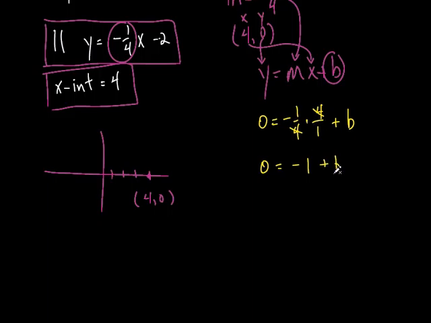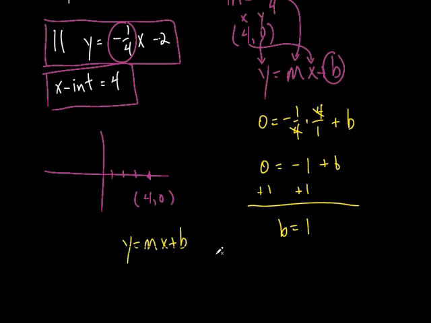Let's keep solving for b. One more step and we're done, right? Add a 1 to both sides. What's 0 plus 1? It's 1. So the b is 1. Now, we got to put it all together, don't we? We got to put it all together in that slope-intercept form. So it's got to look like this.